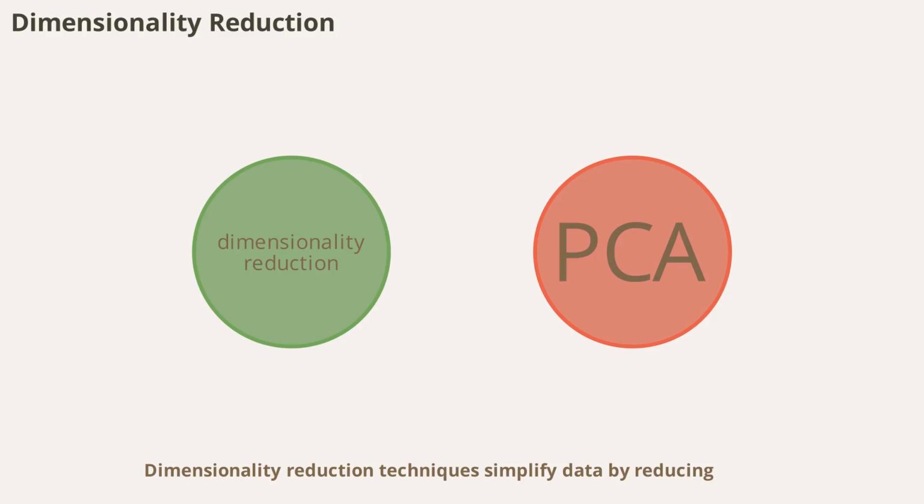Dimensionality reduction techniques simplify data by reducing the number of features while preserving important information. Principal component analysis (PCA) is a common method that transforms data into a smaller set of uncorrelated variables. This makes models faster and less prone to overfitting, especially when dealing with high-dimensional data.